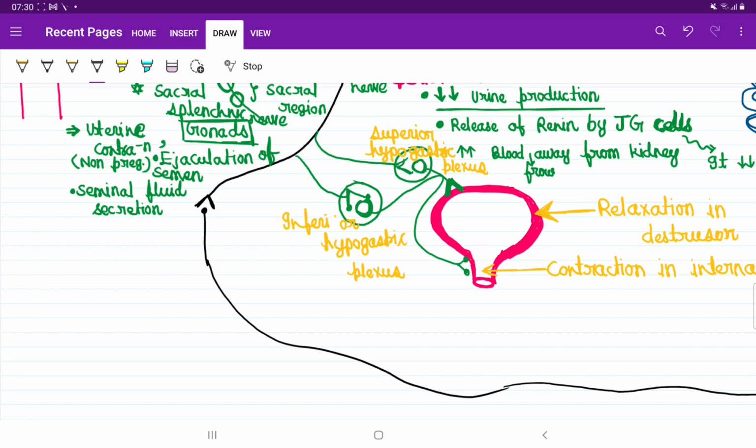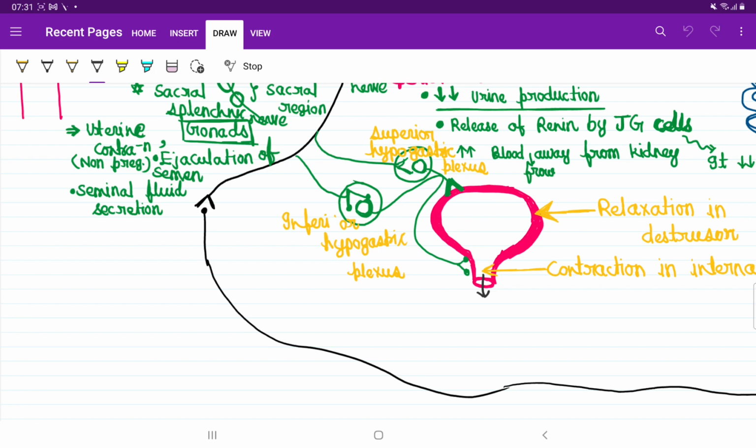They cause relaxation in the detrusor muscle. The detrusor muscle is the smooth muscle present in the wall of the urinary bladder. So this activity is for storage of urine, because when the detrusor muscle contracts, urine is released out. That they do not do. The superior and inferior hypogastric plexuses cause relaxation in the detrusor muscle so that it will store urine.